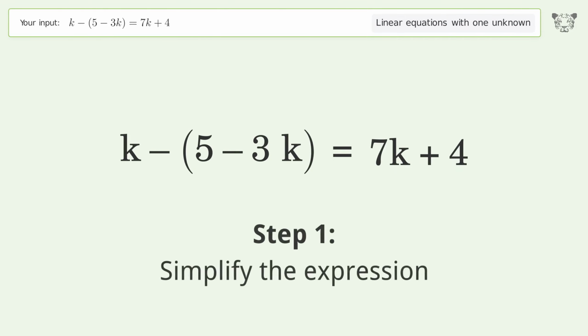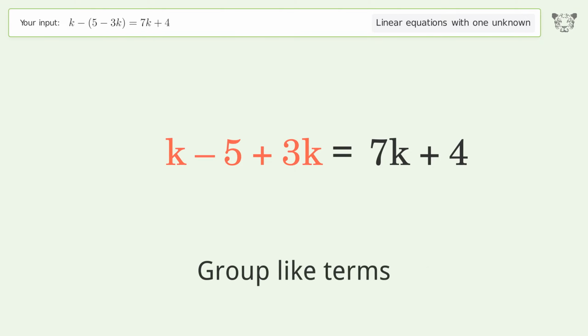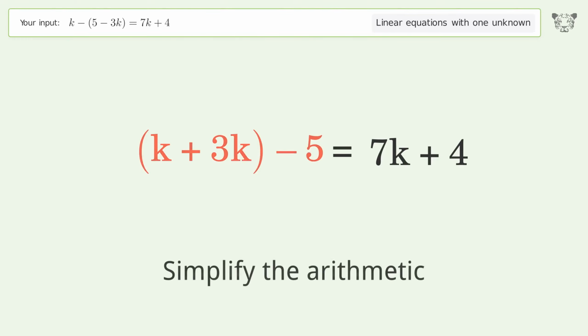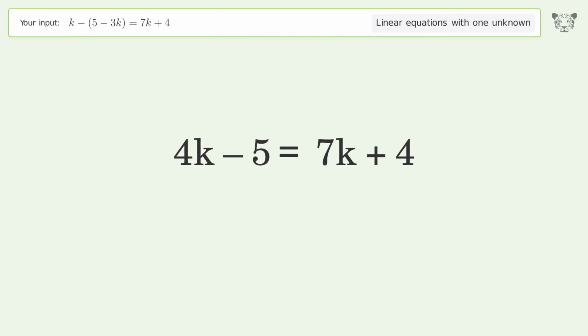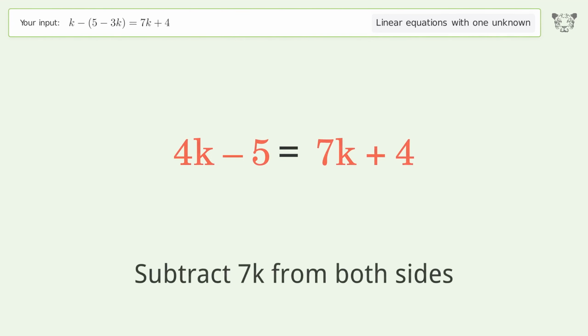Simplify the expression. Expand the parentheses. Group like terms. Simplify the arithmetic. Group all k terms on the left side of the equation. Subtract 7k from both sides.